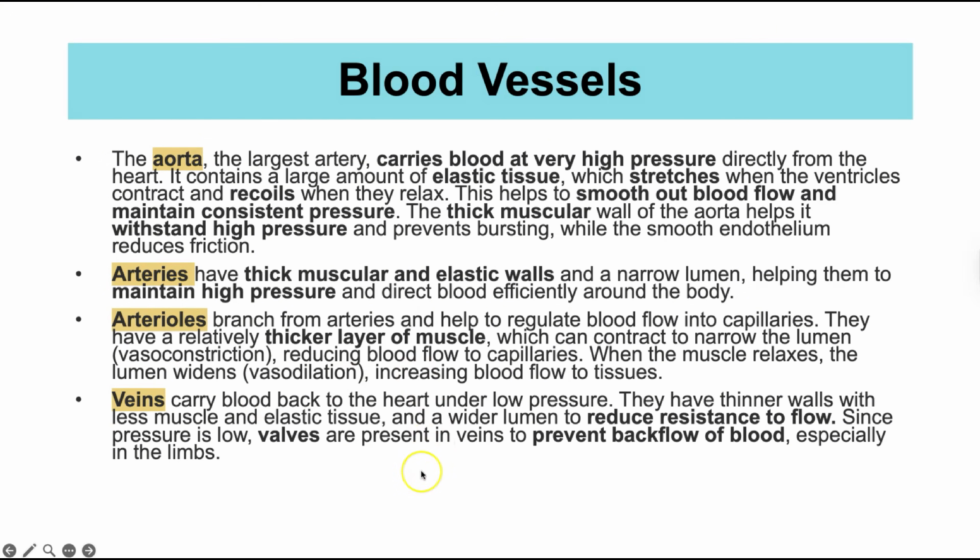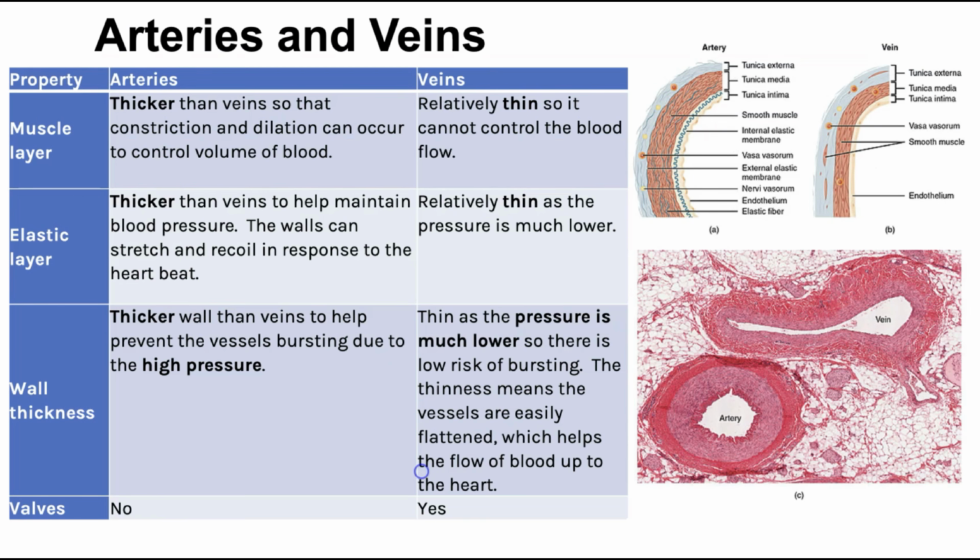Lastly, the veins carry blood back to the heart under low pressure. They have thinner walls. They still have muscle and elastic within the walls, but just a much thinner layer. And because it's a thinner wall, they have a wider lumen. And this is to reduce resistance of the flow. And that's because the blood is going to be flowing at a much lower pressure because it's now further away from the heart, which was the pump that increased the pressure in the first place. It also has valves which prevent the backflow of blood.